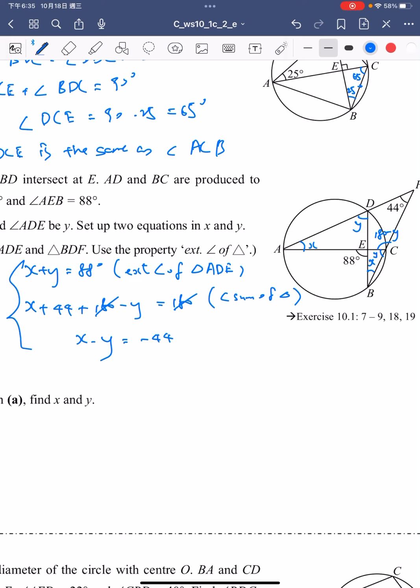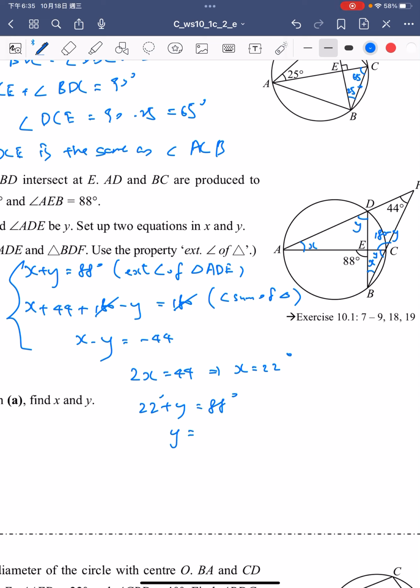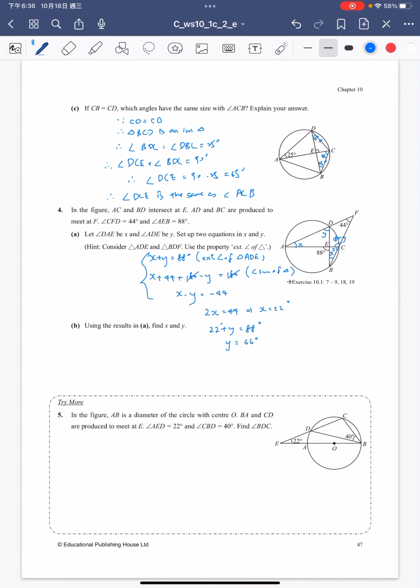Now we have these two equations together. We just add them up, and then we have 2X equal to 44. This gives X equal to 22 degrees. For Y, we substitute X equal to 22 into our equation to get 22 plus Y equal to 88 degrees. So Y is going to be equal to 66 degrees. So that's for question 4.